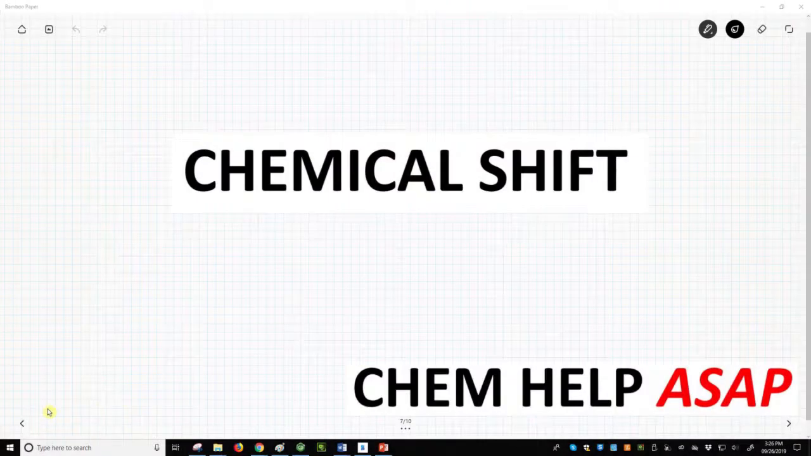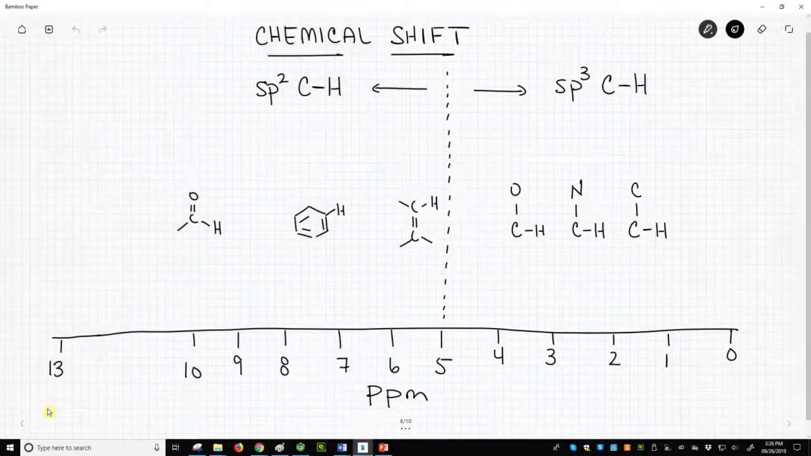Let's learn a little bit about chemical shift in proton NMR. Chemical shifts vary, but almost every hydrogen we will ever encounter will fall in the range of 0 to 13 ppm. Those are our x-axis values on the screen. Let's start with hydrogens attached to carbons. We can divide these CH hydrogens into two groups based on the hybridization of the carbon.